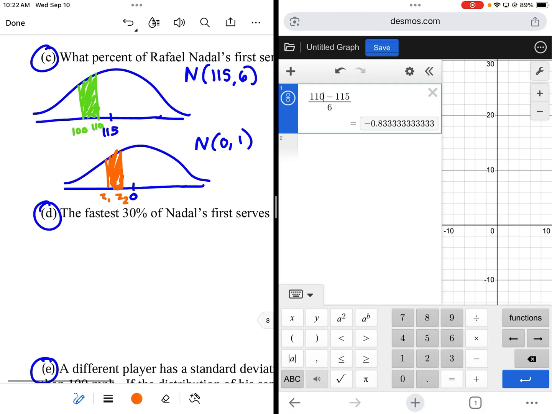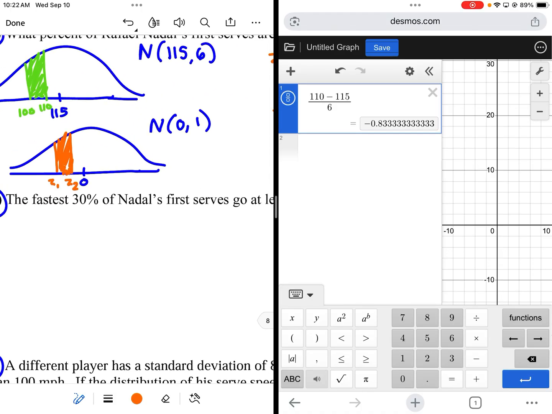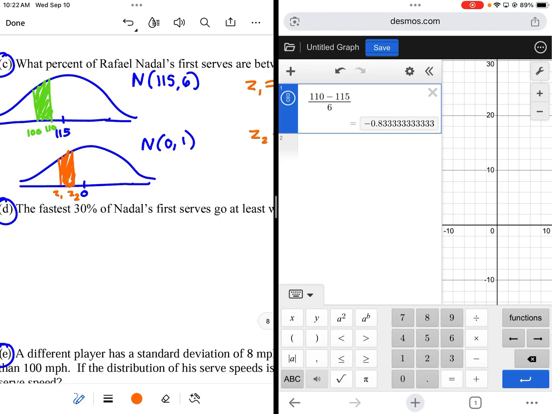Okay, so we found our Z's. Doesn't give me much room here, but it'd be negative 2.5 and negative 0.833.